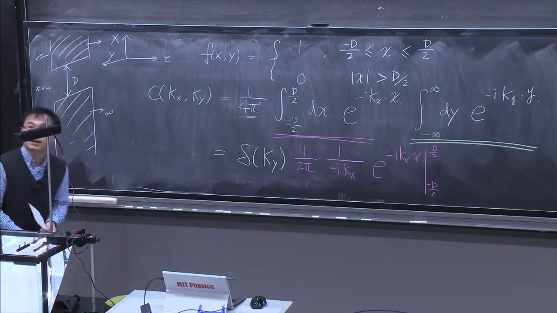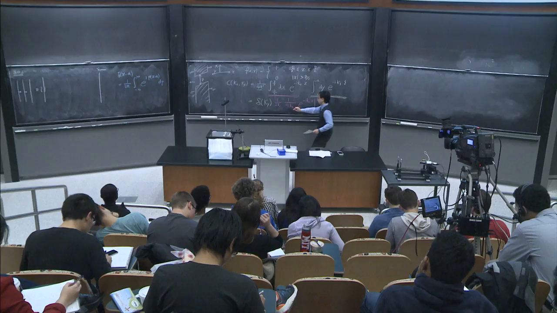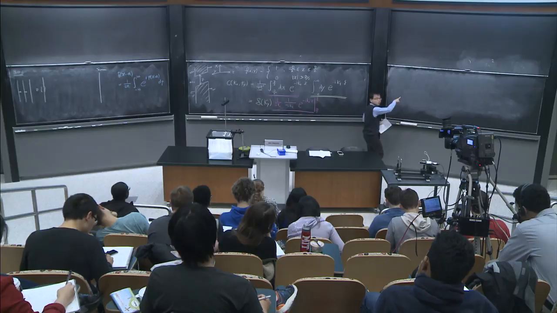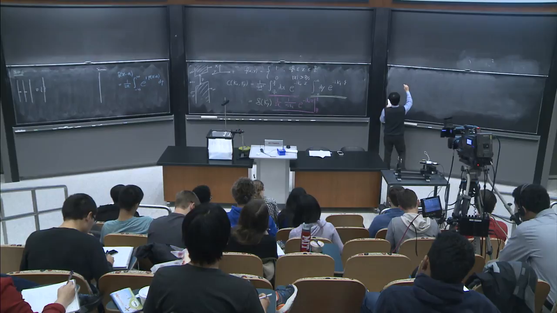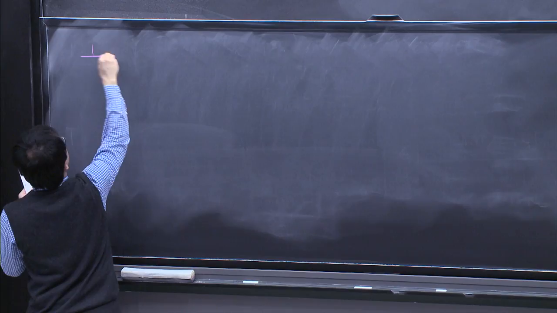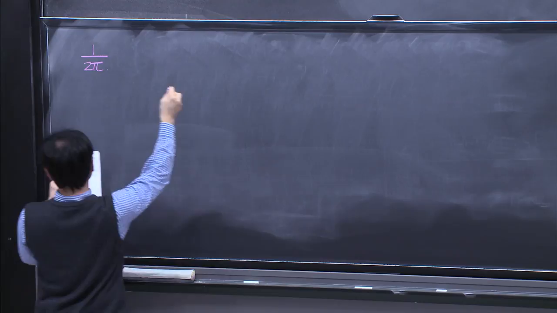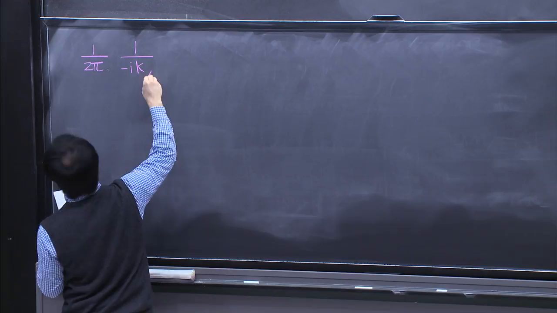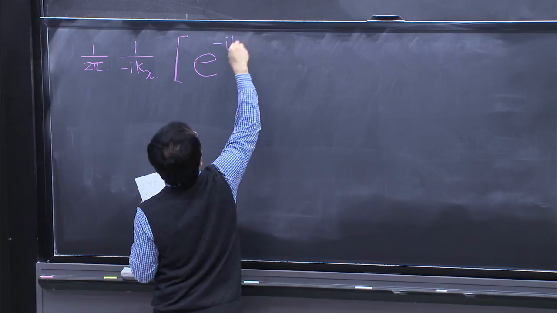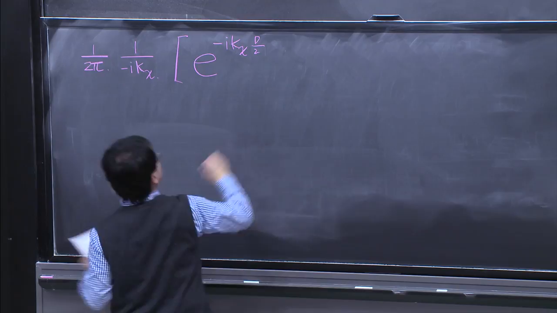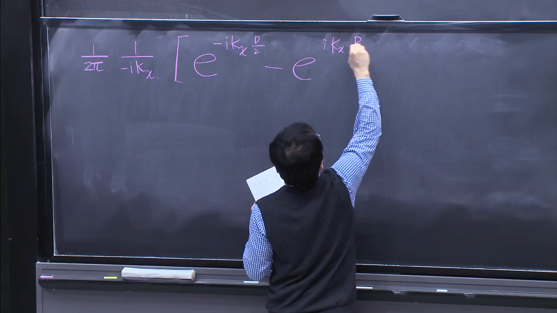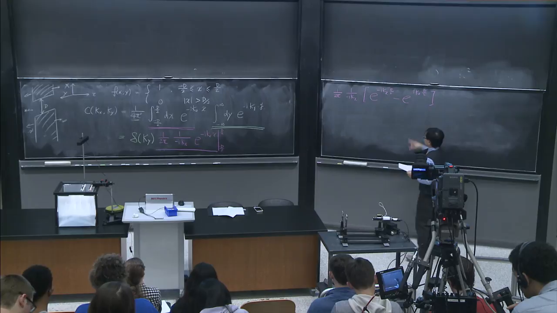All right? Very good. So I will continue with the red part. I will just look at the red part and then continue on this board, okay? I'm using the red pen, right? So basically, what I'm going to get is 1 over 2 pi, 1 over minus i kx, exponential minus i kx d over 2, minus exponential i kx d over 2. All right, so the red part of that function becomes this.